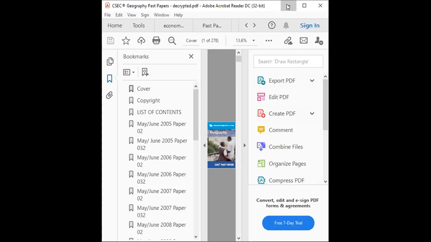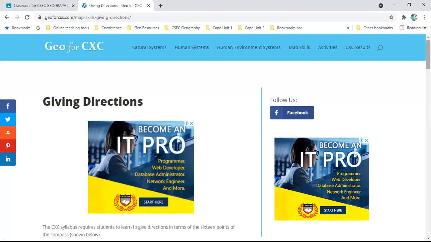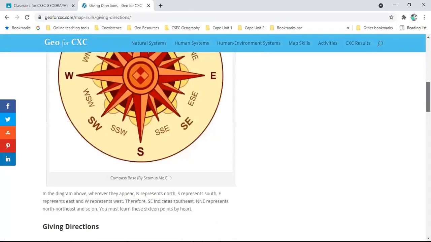Geo for CXC has a good explanation for the first set of things on the maps. I use this, so let me show you all this. Anybody ever heard about this site? Can you repeat the name of your site? www.geo4cxc.